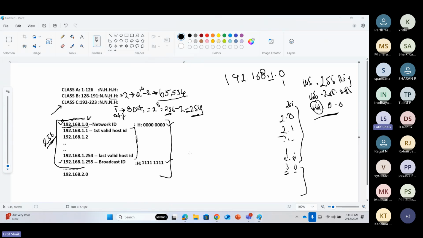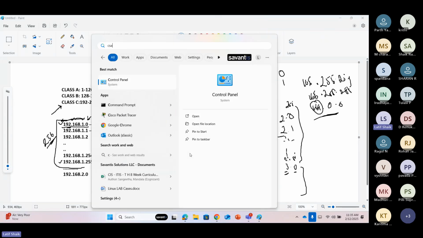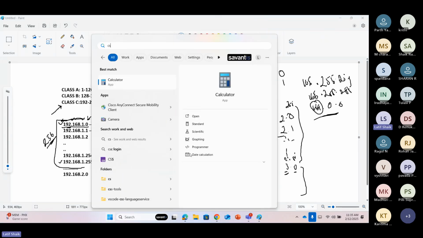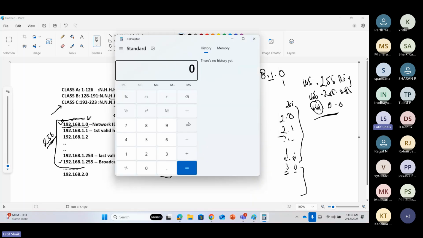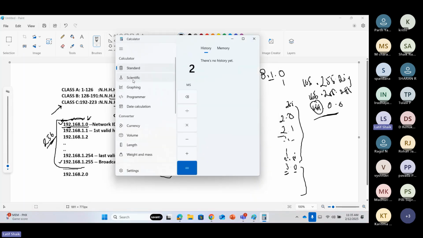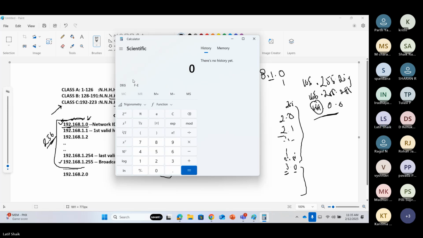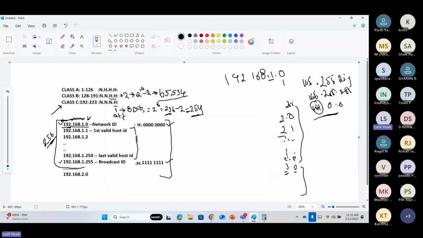Okay, I can calculate it. So don't type directly. Take a calculator and start doing that. So 2 to the power of 16, and minus 2. So how much is it? 65,534 devices you can connect.